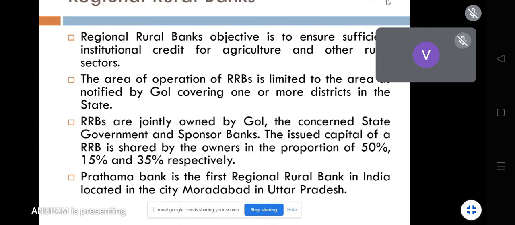So sponsor bank means the main bank in that area. Suppose, for example, one RRB will be constructed near our college.